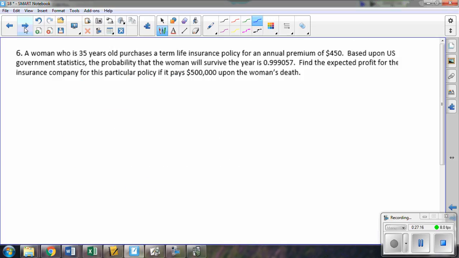And now we will go to question number 6. A woman who is 35 years old purchases a term life insurance policy for an annual premium of $450. Based upon U.S. government statistics, the probability that the woman will survive the year is 0.999057. Find the expected profit for the insurance company for this particular policy if it pays $500,000 upon the woman's death.